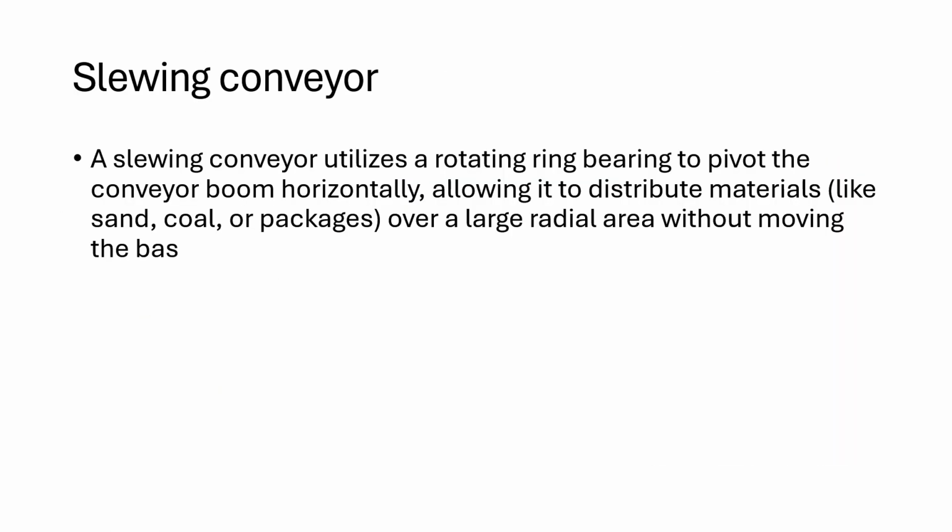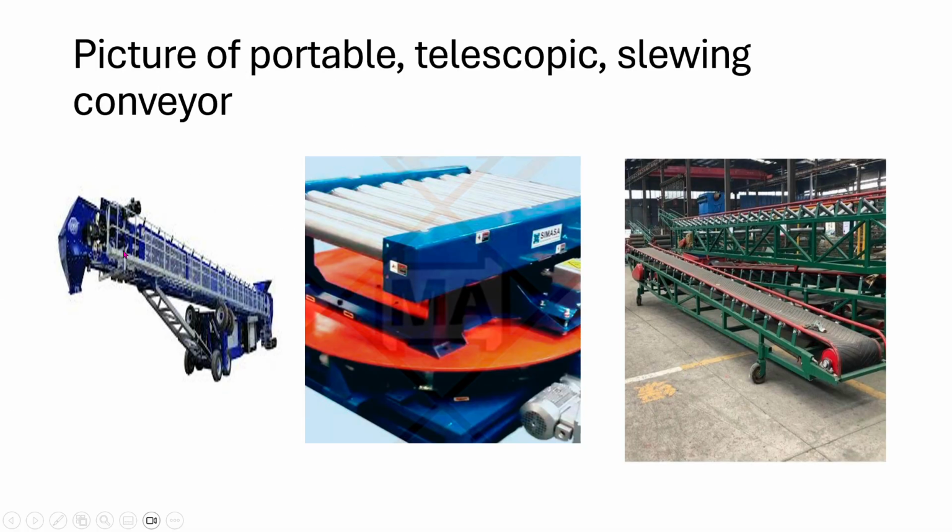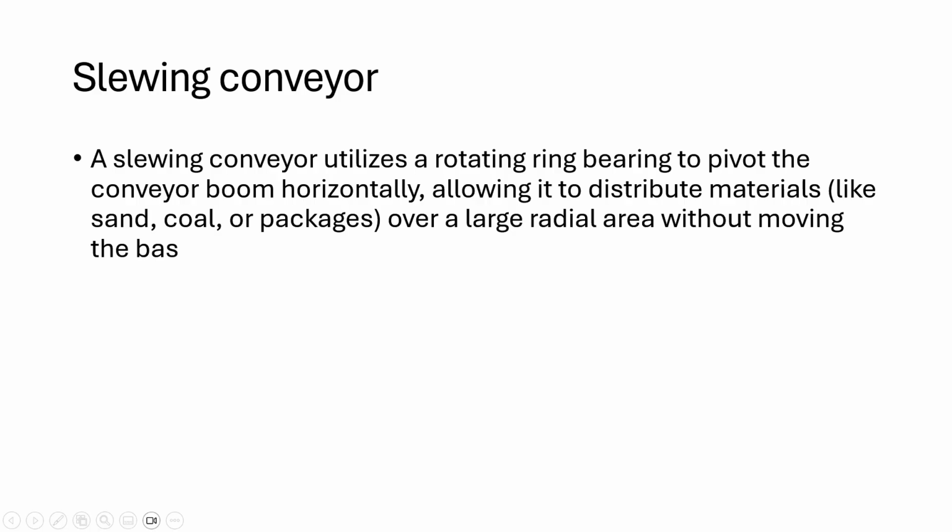This swing conveyor utilizes a rotating ring bearing to pivot the conveyor horizontally, allowing it to distribute material like sand, coal, and packages over a large area without moving the base. So the conveyor can rotate, you can drop the material and discharge it anywhere in the radius. So this is the slewing conveyor.